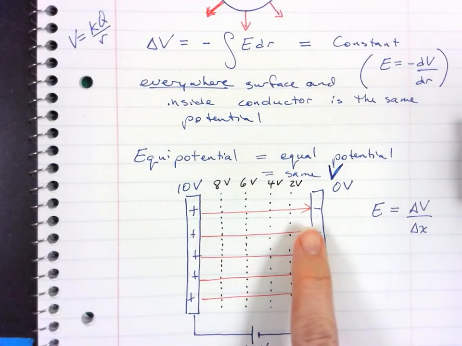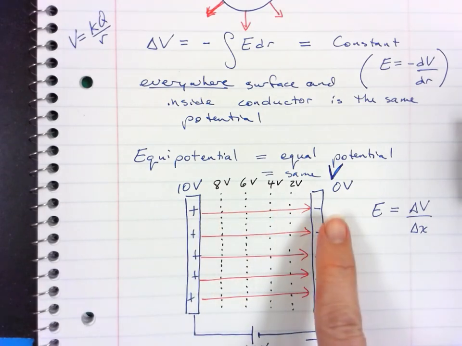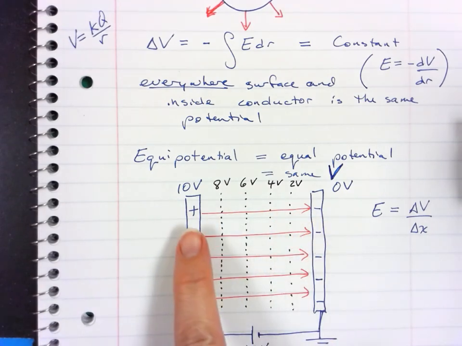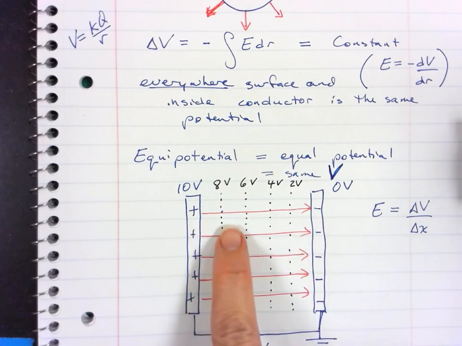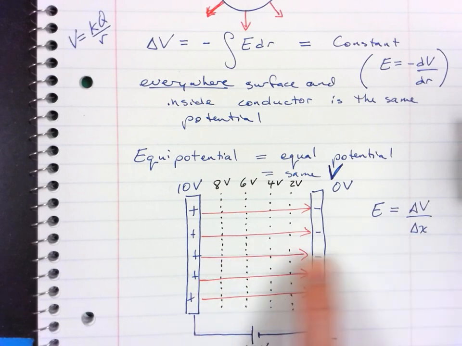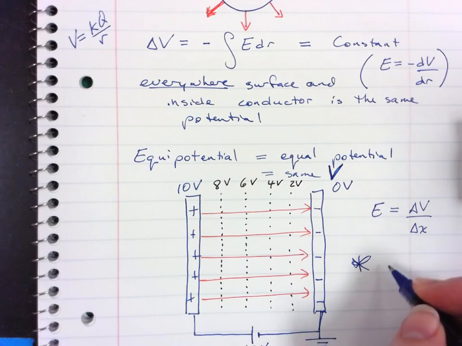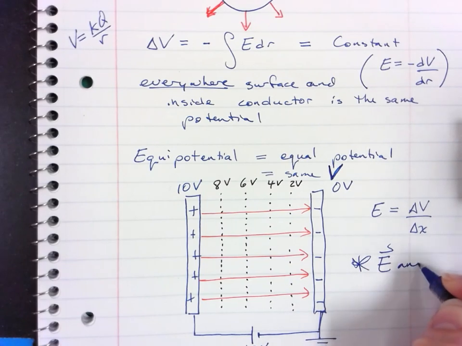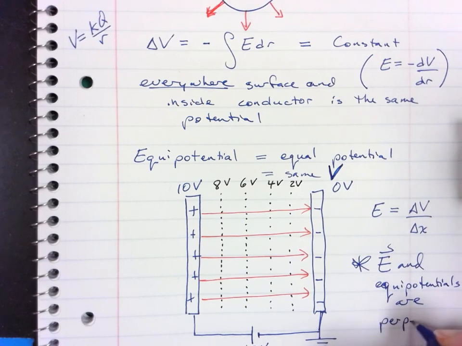Because if we're going down this staircase, we're decreasing in voltage as we go along the electric field line. We go down 2 volts, and they go down another 2 volts, another 2 volts in the same spacing, because this is a uniform field. But the big thing I want you to get out of this is that the E field lines and the equipotentials are perpendicular to each other. For the next case, I'm going to do the opposite. So let me turn the page.